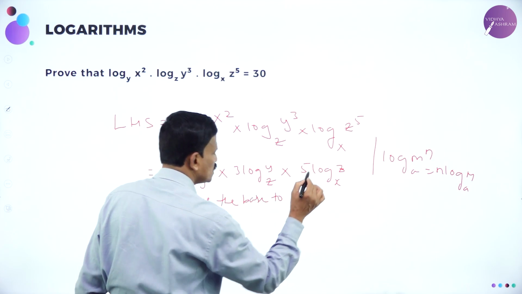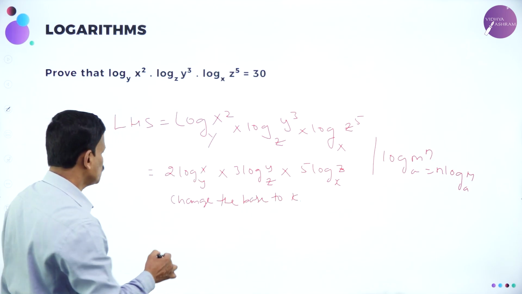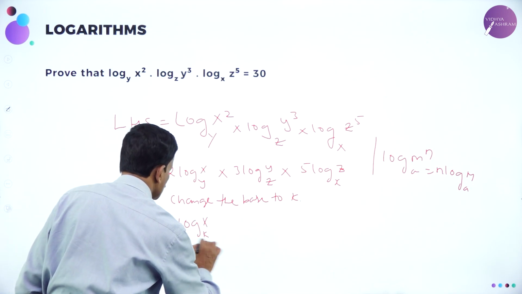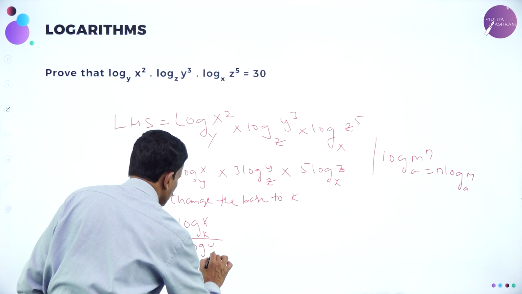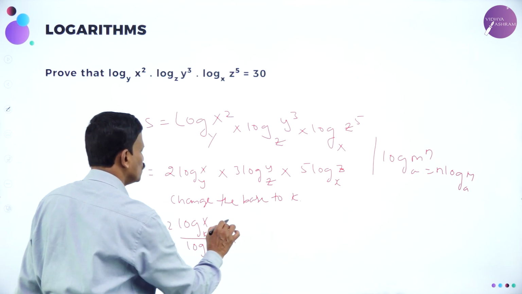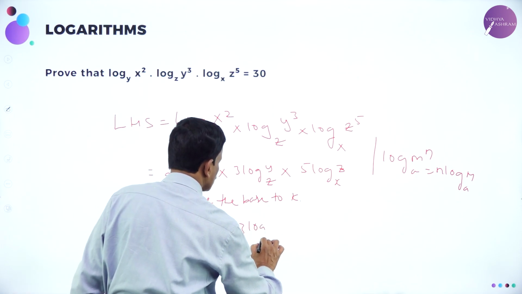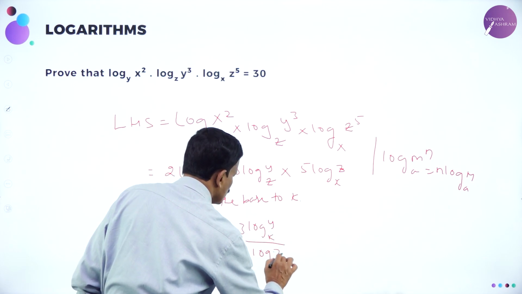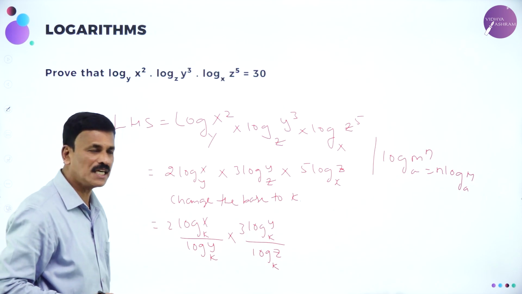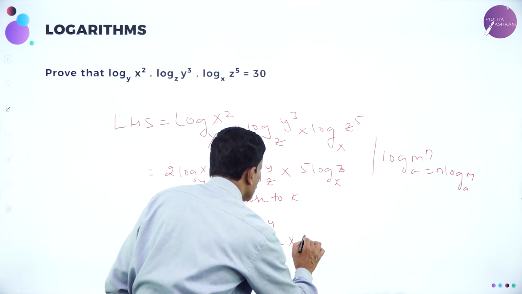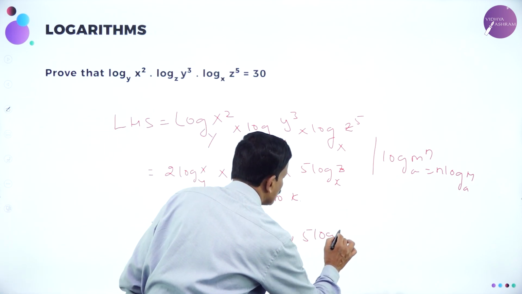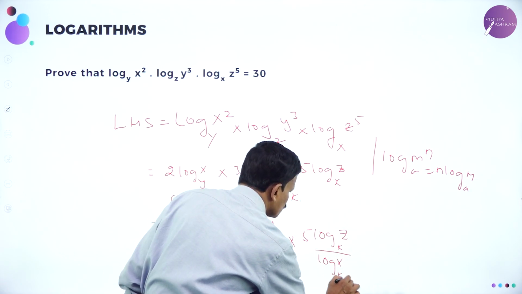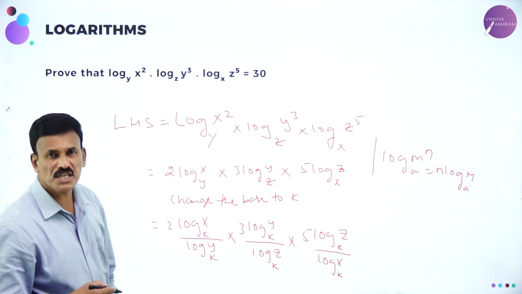Again, using the base change rule, let us change the base to k. Using the base change rule, we can write 2 into log x to base k divided by logarithm of y to base k, into 3 as it is, logarithm of y to base k divided by logarithm of z to base k, into 5 as it is, logarithm of z to base k divided by logarithm of x to base k. This is using the base change rule.